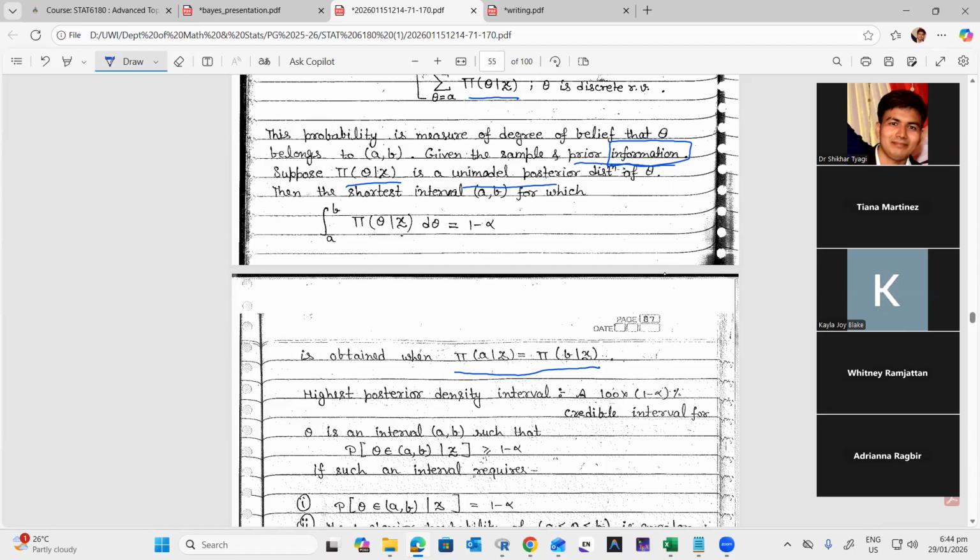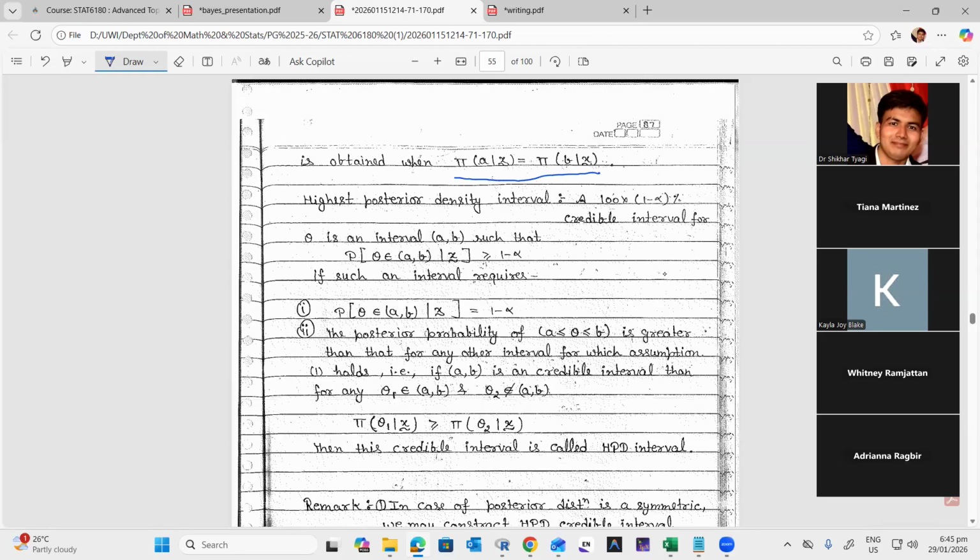That means it should be symmetric at that time, if it is a unimodal distribution. The credible interval is then called the highest posterior density interval. This is the name of the confidence interval in Bayesian statistics, the highest posterior density interval. In short form, we call it the HPD interval.